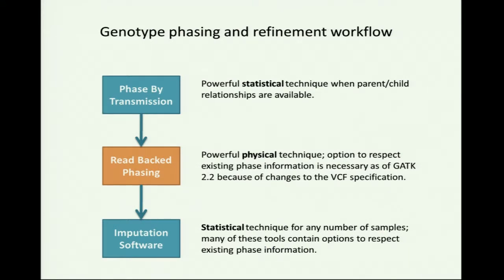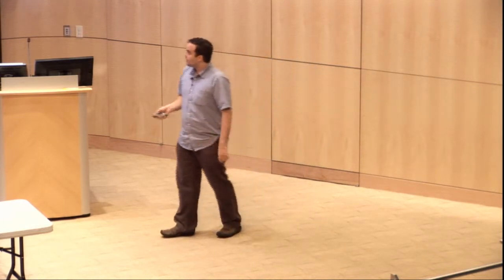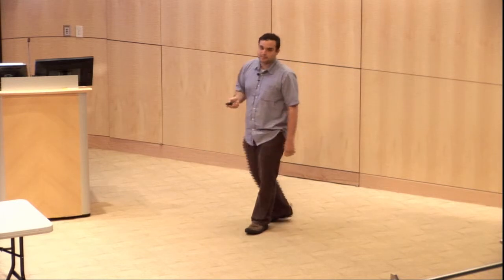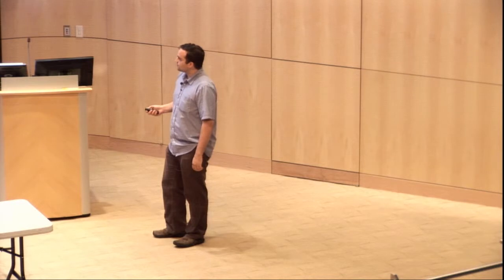A second tool we provide, which was developed by Menachem Fromer, is read-backed phasing. Again, this has to do with looking at many reads and read pairs and assessing how often SNPs, when you see them, occur in reads that are physically linked, that you know come from the same molecule. And again, it's a very simple command line. Because it uses the reads to assess phasing, you have to give it the BAM file as well as the VCF.